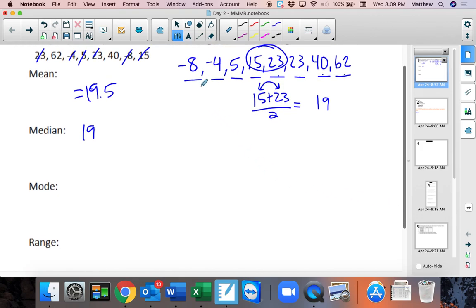Mode, what number shows up the most going back up here? I see 23 twice. And then range is my greatest value minus my smallest value, and that is 70. So a range of 70.